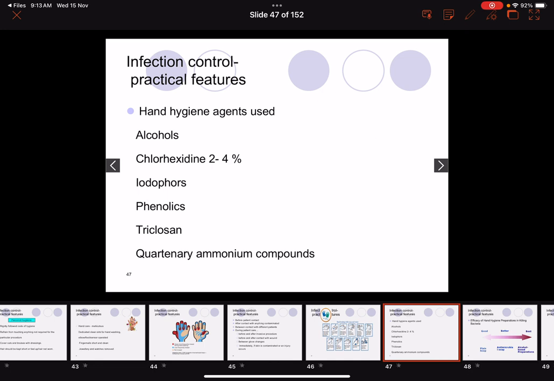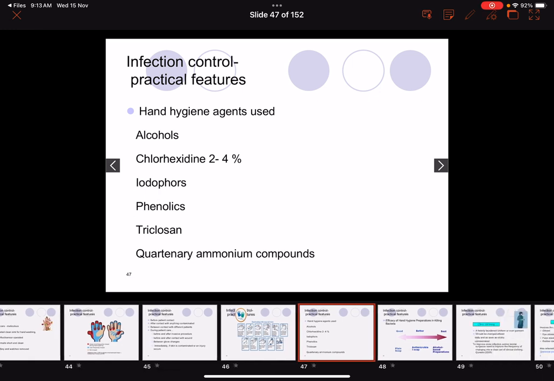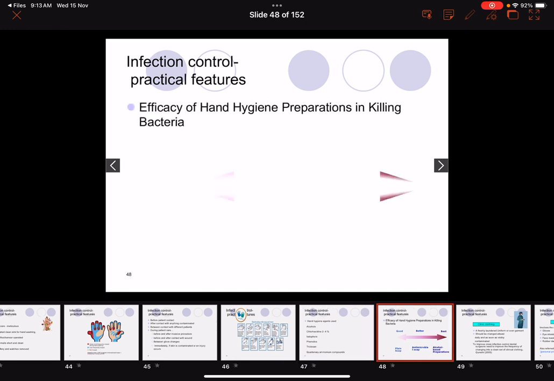Hand hygiene agents that are used include alcohol, chlorhexidine 2 to 4%, iodophors, phenolics, triclosan, and quaternary ammonium compounds. Efficacy of hand hygiene preparations in killing bacteria.